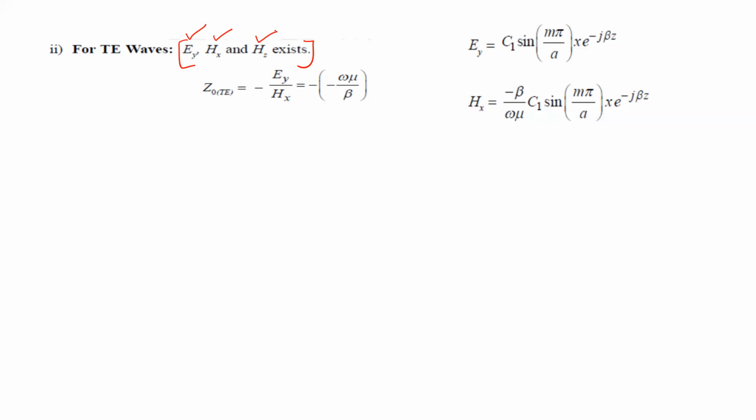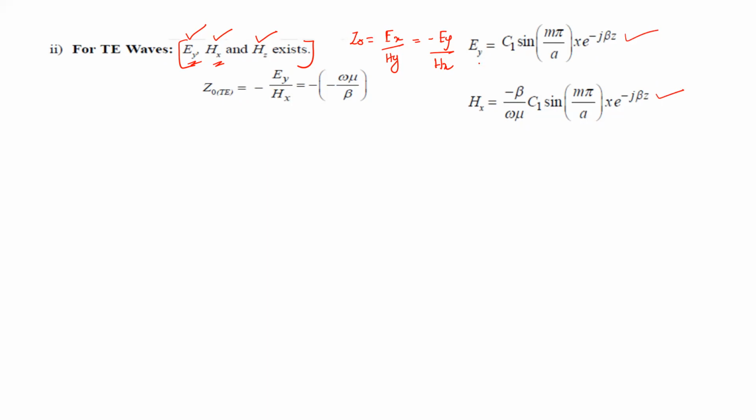So we know that the characteristic wave impedance formula is Z0, which you can write as Ex by Hy or minus Ey by Hx. Now since we have only Ey and Hx here for TE waves, the equation for characteristic impedance is minus Ey by Hx. And these are the field equations for Ey and Hx for TE waves in general.